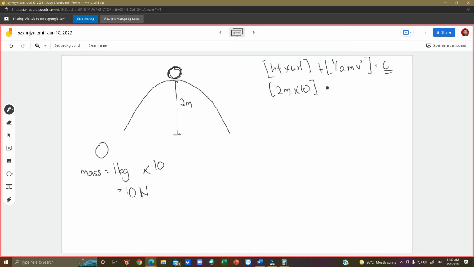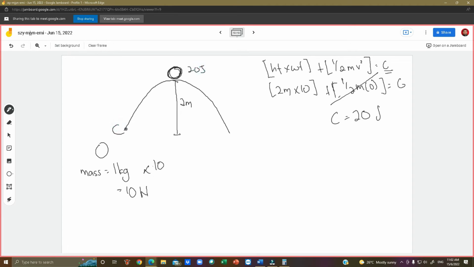At the apex, automatically we know that V dia kosong. Jadi kita boleh slash, equals to C. So the constant amount of energy we have in the system is 20 joules. Meaning, okay, sekarang kita cerita meaning. Meaning, here the ball has 20 joules.